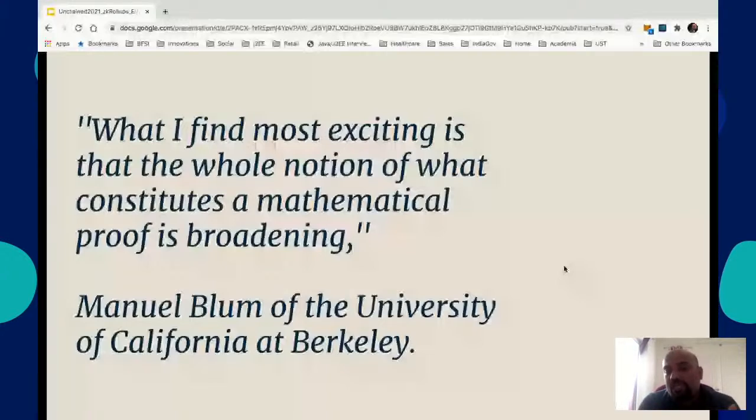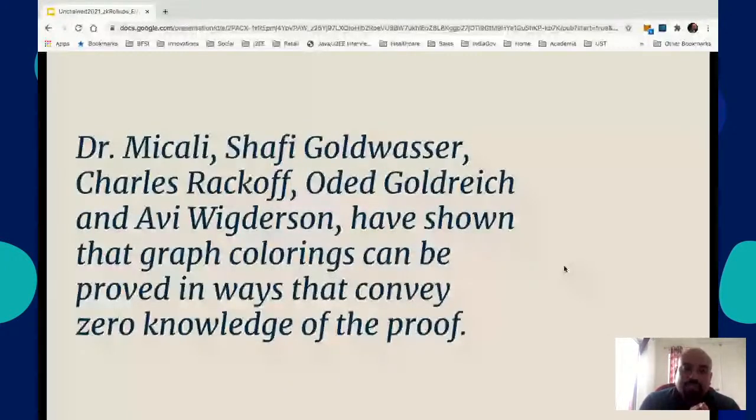So Dr. Micali, the doctoral student of Manuel Blum, along with Shafi Goldwasser, Charles Rackoff, Oded Goldreich, and Avi Wigderson, applied zero knowledge proof for the first time to the problem known as the graph coloring problem. They could prove that such a computationally difficult problem as graph coloring itself could be verified. The proof could be verified without disclosing the complete proof. Graph coloring problems are hard computational problems. Even for those hard problems, you could give zero knowledge proof. That was the potential of zero knowledge proof.